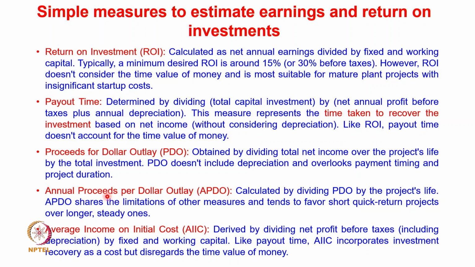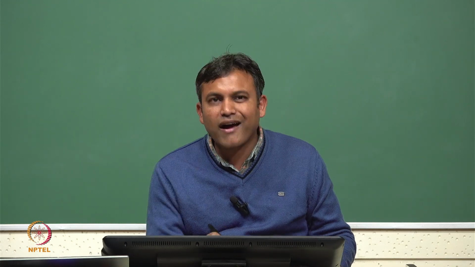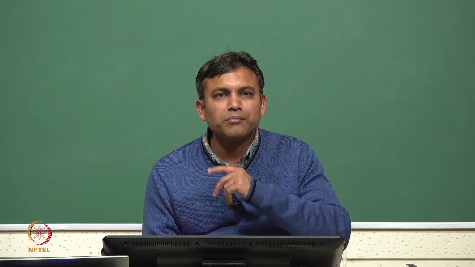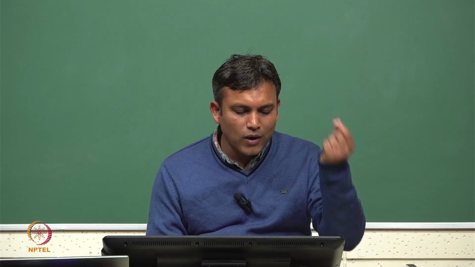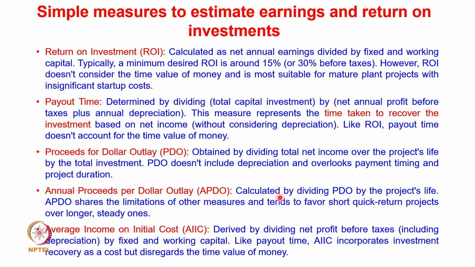The next definition here is annual proceeds per dollar outlay. So this is slightly extended from the PDO itself. Whatever PDO we calculate, if we divide this PDO by the project life, we are going to get the annual proceeds per dollar outlay. So you can see that it is calculated by dividing PDO by the project's life.